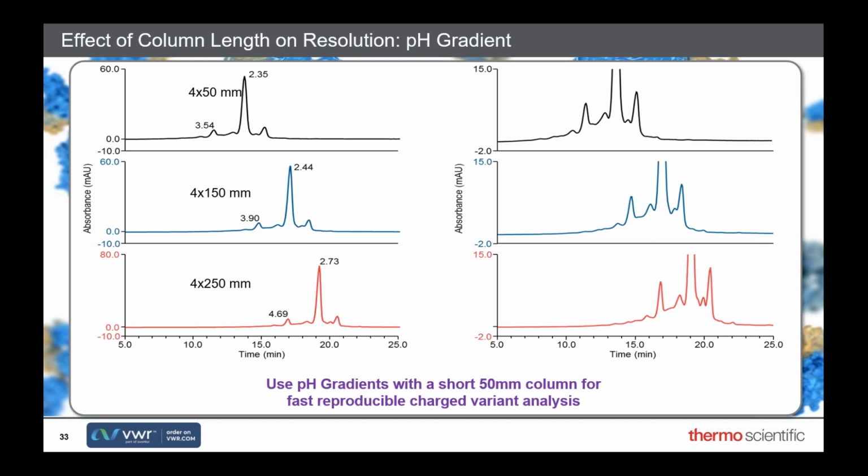And this is an important point. It means that you can use shorter columns without compromise, which has the possibility to bring charge variant analysis into the world of high throughput analysis with extremely fast runs.